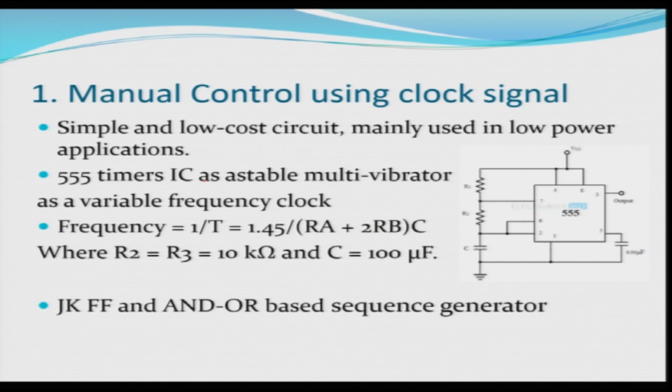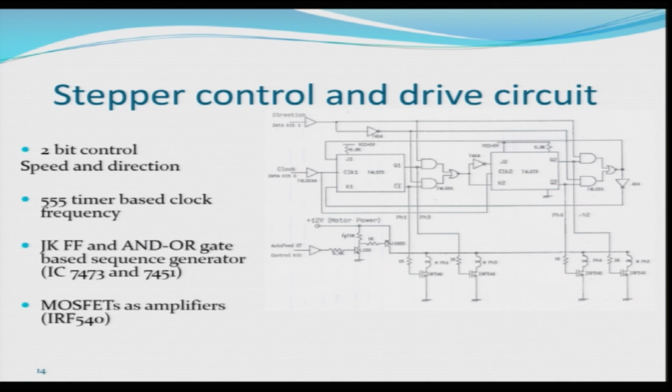This 555 timer is configured in astable multivibrator mode, and there is a potentiometer provided which will change the clock frequency in a limited range. The frequency of the clock is dependent on the RC circuit. The formula is like this: 1.45 divided by (RA plus 2 RB) into C. So, this is the timing circuit, and a JK flip flop and OR based sequence generator is used to have sequencing in proper manner, so that we have continuous operation of the stepper motor.